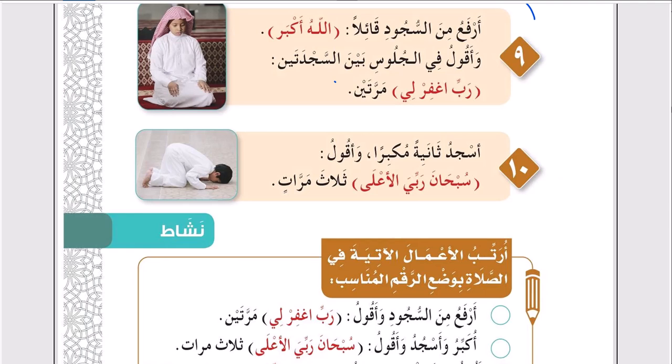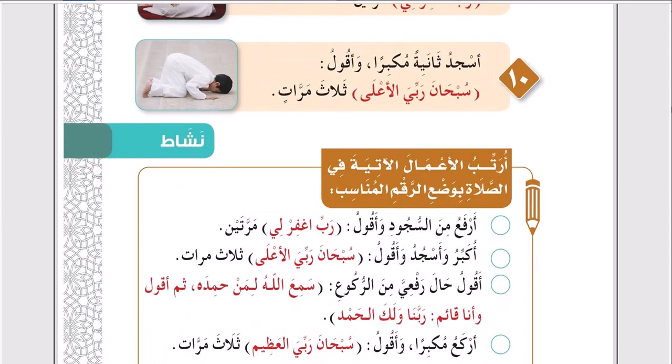Then I prostrate a second time, saying Allahu Akbar, and I say Subhana Rabbiyal A'la three times. That is the second prostration. After sitting, I will make the second prostration, saying Allahu Akbar. Then I'm going to say Subhana Rabbi al-Ala in that position of prostration, three times.